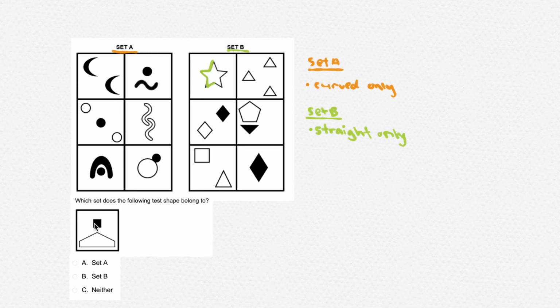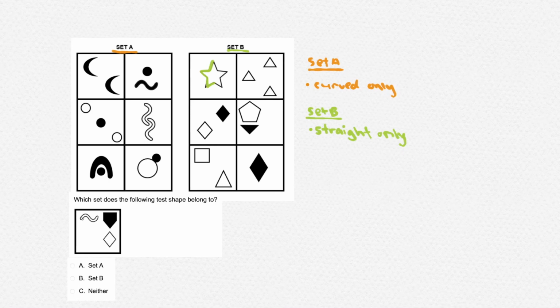In the next shape, we have a square and another shape with straight edges only. Now, since it does not contain curved only shapes, this must mean that the only possible answer is either set B or neither. Now, since we know that this shape only contains straight only, set B must be our final answer.